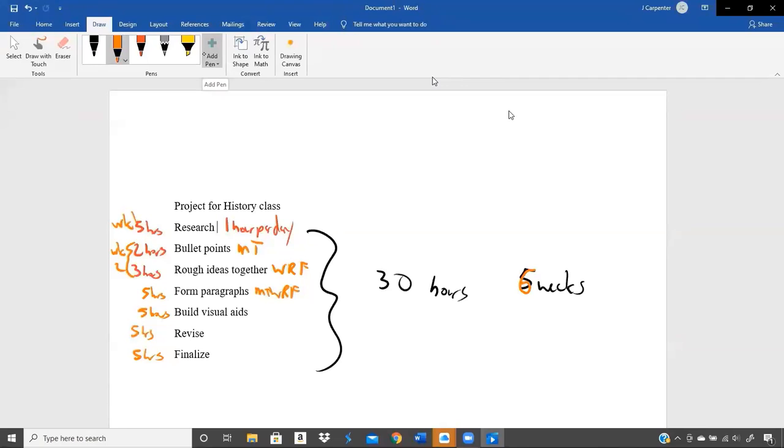So, point is, finalizing can take longer than you'd think. And when you say, oh, it's going to take me 30 hours to do this whole project, that's awful. But if you get 6 weeks to do that, that's just 5 hours, 5 hours, 5 hours, 5 hours, 5 hours, 5 hours. If you break it up, it seems like a much easier task to accomplish.